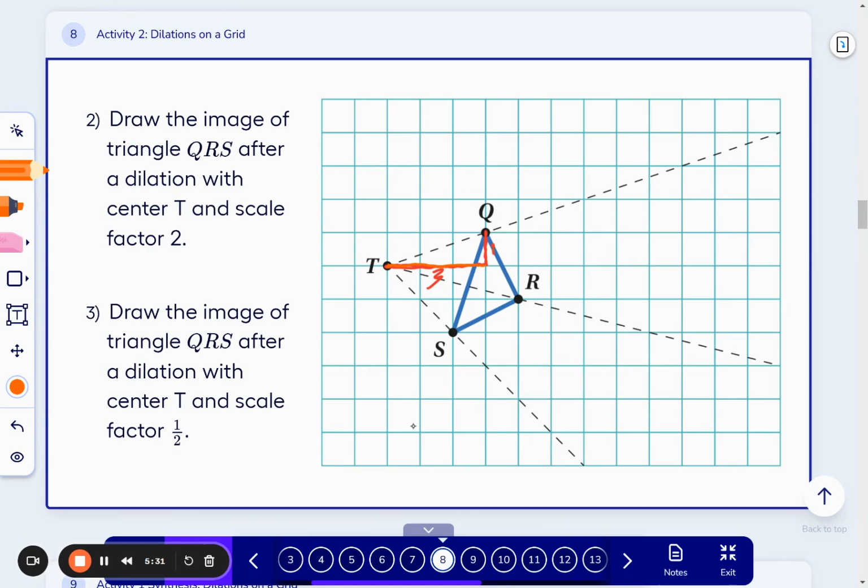We would go 6, 3, 4, 5, 6, up 2, and you'll notice that Q prime is on the dashed line: T, Q, and Q prime all lie on that line. They always should happen that way. So to get to R, again, I'm going to count 1, 2, 3, 4, now down 1. So then times it by 2, that's 8. So there's 4, 5, 6, 7, 8. Now I go down 2.